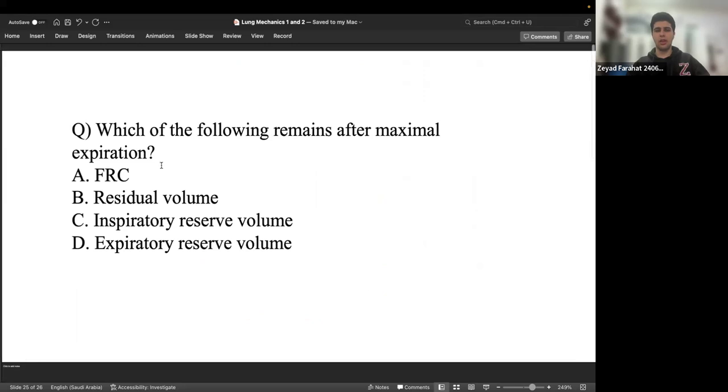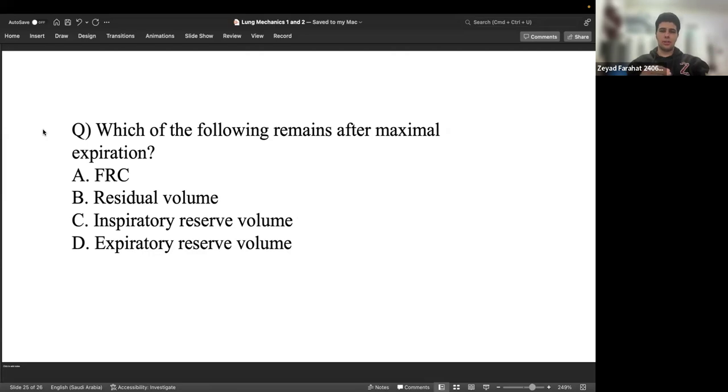Okay, I kind of screwed up this. Do you guys know what's the answer to this? Which of the following remains after maximal expiration? This is lung volume. We talked about that before. You guys know? FRC, no. I mean, yeah. Okay, so it's residual volume.